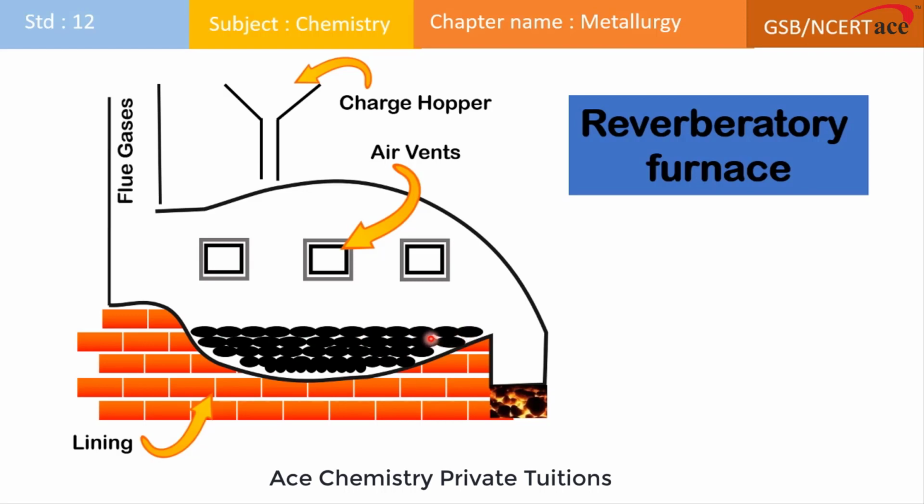Now various fuel gases act as a source of heat. Mostly the fuel gases that we are using are what? Producer gas or water gas. On heating, as the temperature of this brick increases, it also increases the temperature of this powdered form of the ore, and we control the supply of air through these air vents. Once the entire metal compound gets converted to metal oxide, it is easily removed.